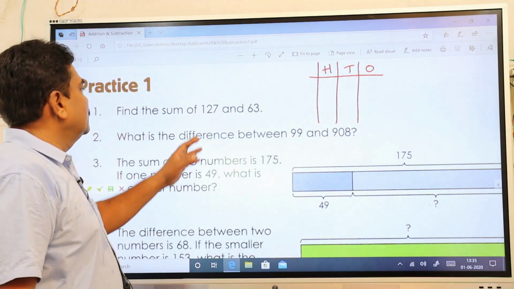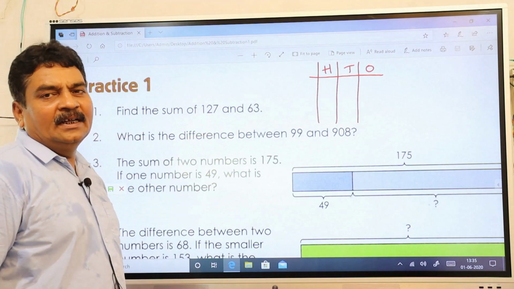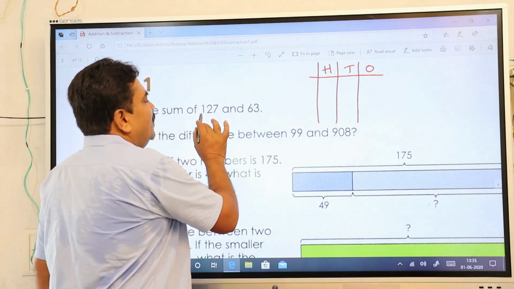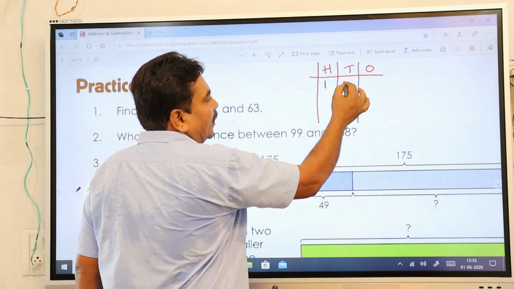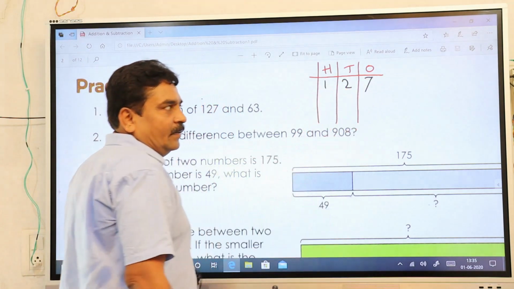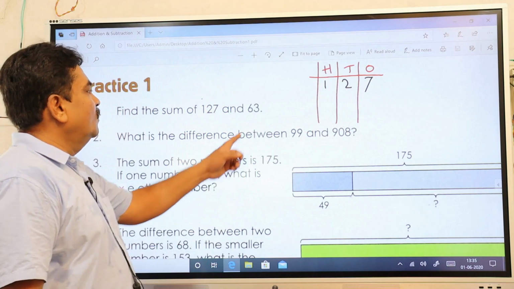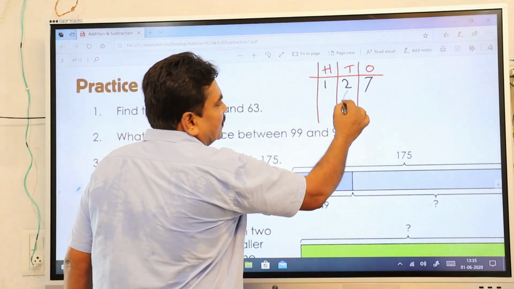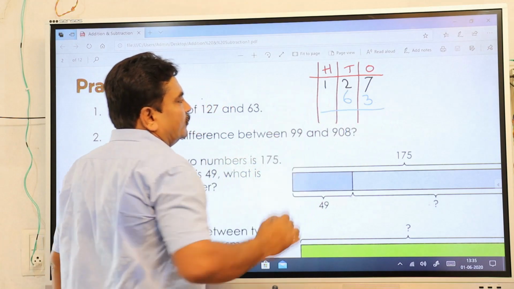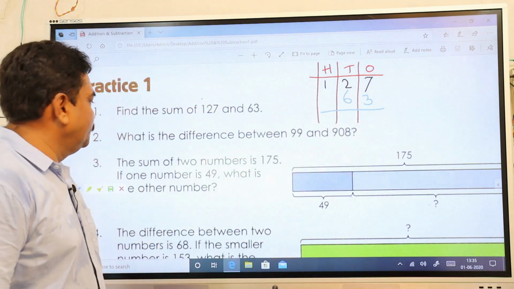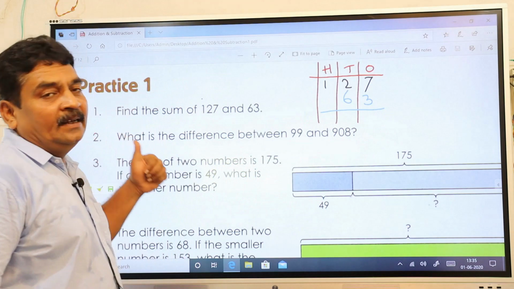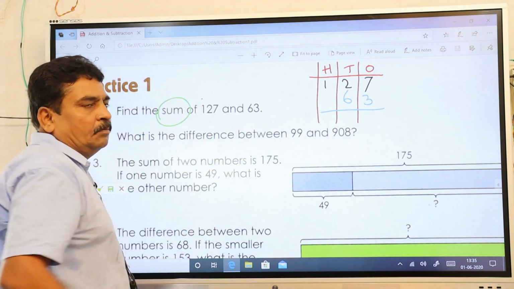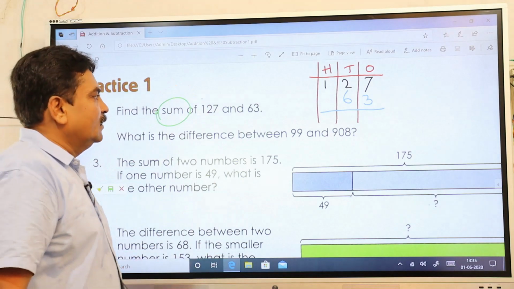Now here is how much? 127. And the second one is how much? 63. Now you are going to add, because in the question he has given us the sum. So you are going to add it.